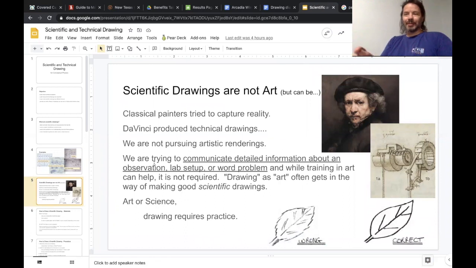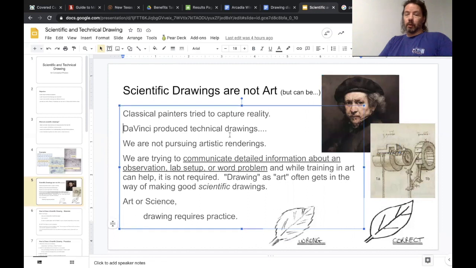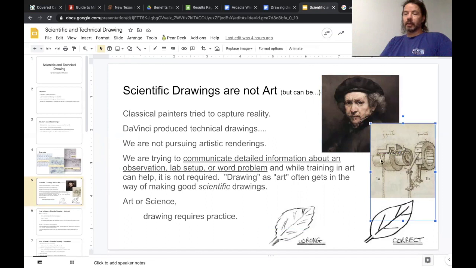Scientific drawings are not art, but they can be. And that's probably where it actually kind of started. Like classical painters, like Rembrandt, this is Rembrandt, a painting of himself, they tried to capture reality as close as they could. And some of their portraits they did with paint almost look like photographs. It's amazing. Da Vinci, known for all kinds of different art, is also very well known for his technical drawings.